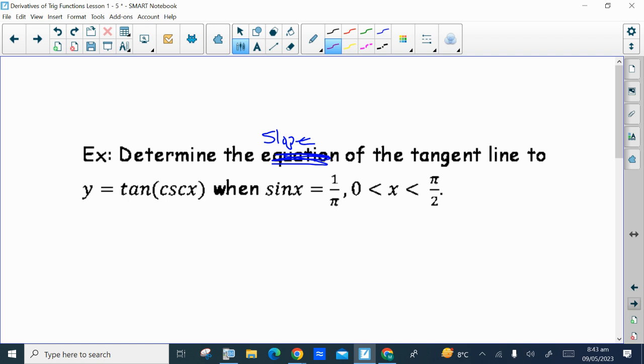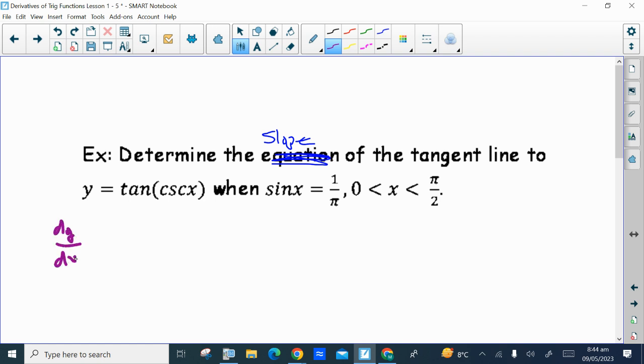Next one says determine the slope of the tangent line to y equals the tangent of cosecant x when sine of x is 1 over pi and x is between 0 and pi on 2. So we are in the first quadrant. So to do this one, notice that it's the tangent of the cosecant of x. So we will use the chain rule when sine of x is 1 over pi in the first quadrant.